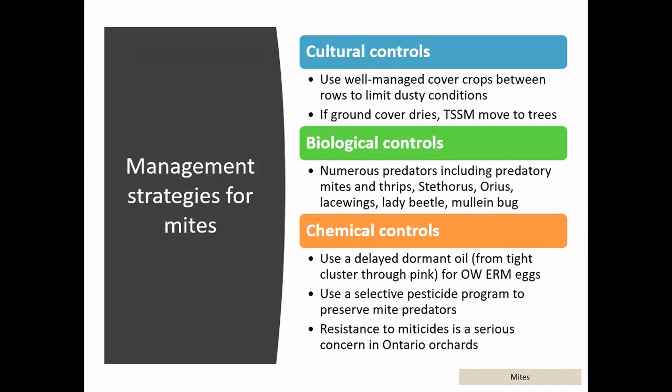There are numerous predators that are present in the orchard, including predatory mites, thrips, orius, lacewing, lady beetle, mullenbug. And so all of these can really help keep those populations at bay, which is why it's important to only use a miticide if absolutely necessary. And when selecting an insecticide program, really consider the impacts on these beneficial insects, as any product that can have negative impacts can cause some fairly significant mite flare-ups in later season.